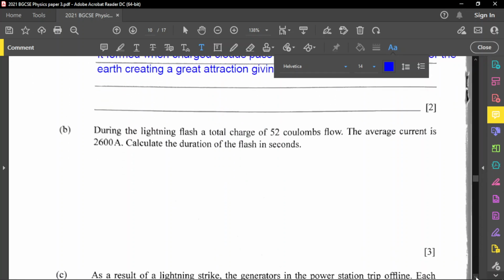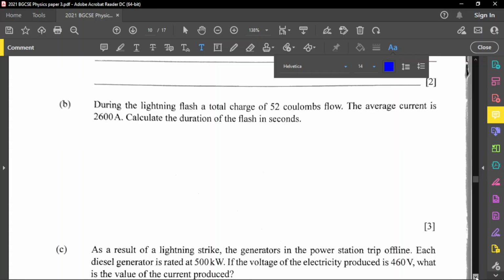All right, so part B is that during a lightning flash, a total charge of 52 coulombs flows. The average current is 2,600 amps. Calculate the duration of the flash in seconds. Now, the useful formula to use right here is going to be Q equals IT, which is current times time. So Q is the charge in coulombs, I is current in amperes, and T is time in seconds.